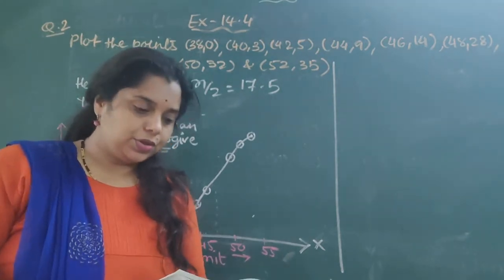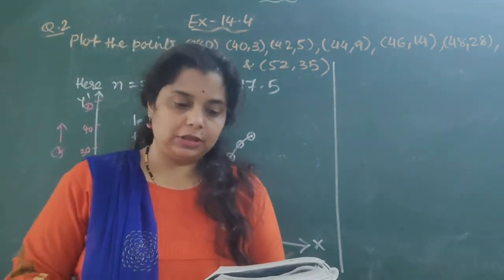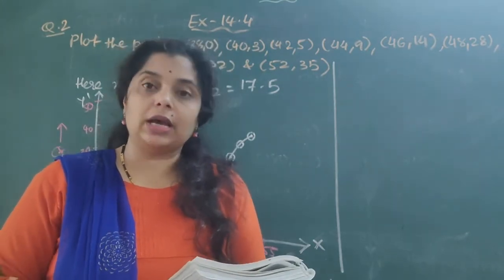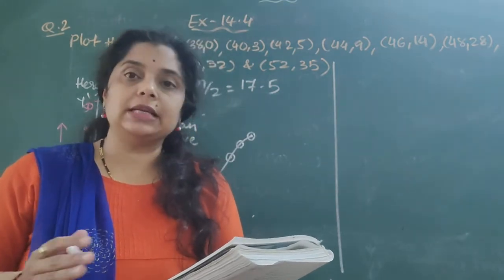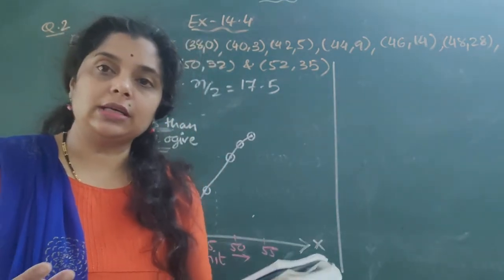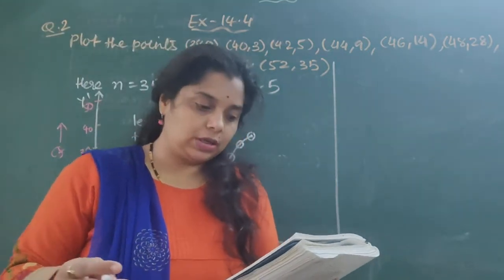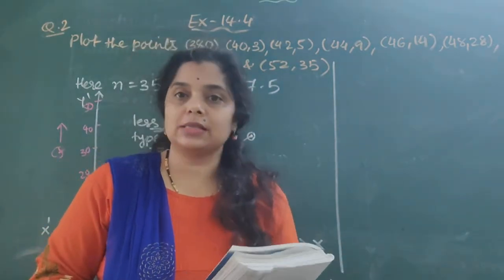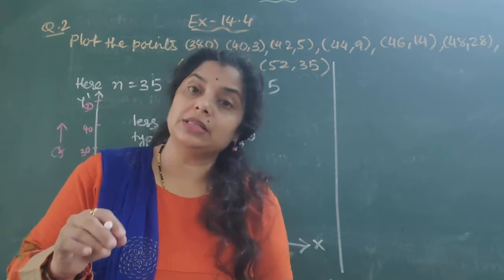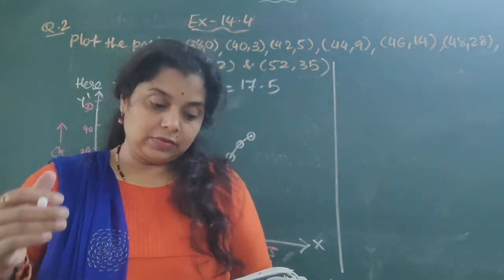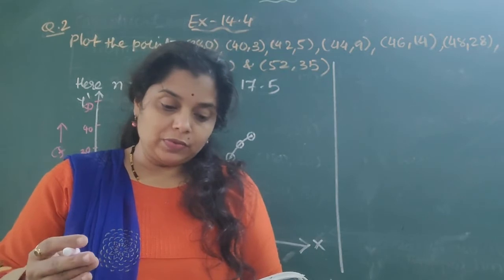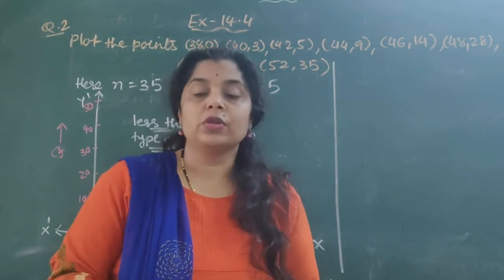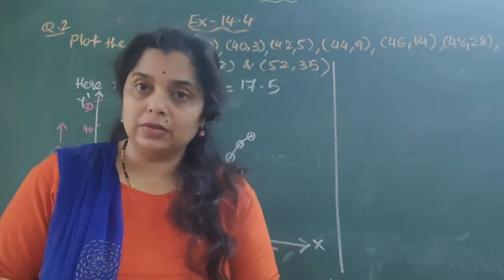Now let's see the second question. During the medical checkup of 35 students of a class, the weights are recorded as follows. Weight in kg, less than 38: the number of students is 0; less than 40: 3 students; less than 42: 5 students. So like this the distribution is given, and the classes are not given. They directly give less than 38, less than 40, 42, and the number of students are given as 0, 3, 5, 9, 14, 28, 32 and 34. So the data is already directly given to you.